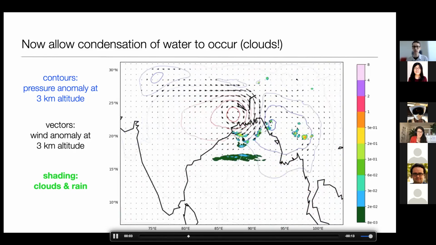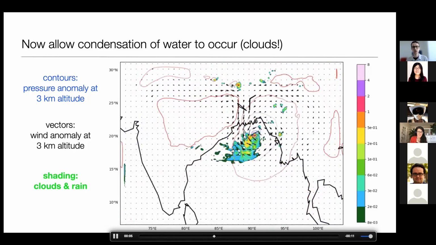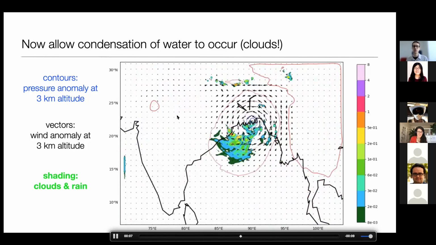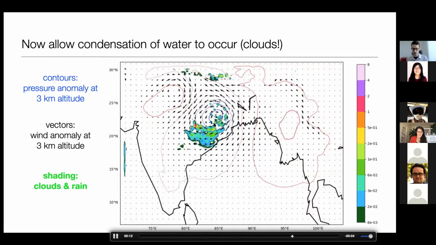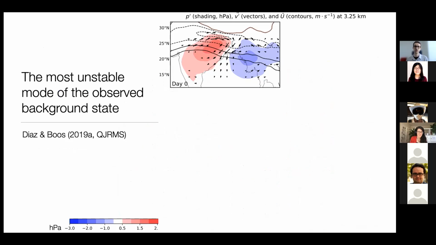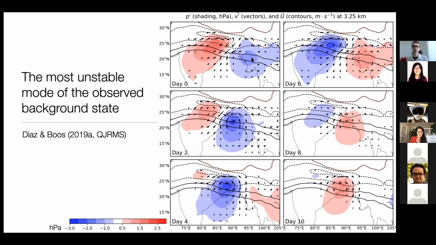The interesting thing is that the structure, the propagation, the wavelength that's growing is actually very similar to the more simple calculation from the previous slide, where we actually didn't allow water to condense. So the dynamics here, in the absence of water condensation and phase change, we're arguing, set the basic structure and propagation of the storm.